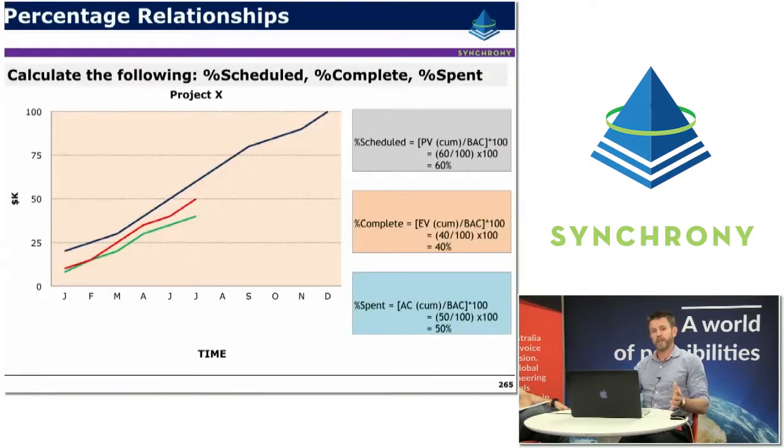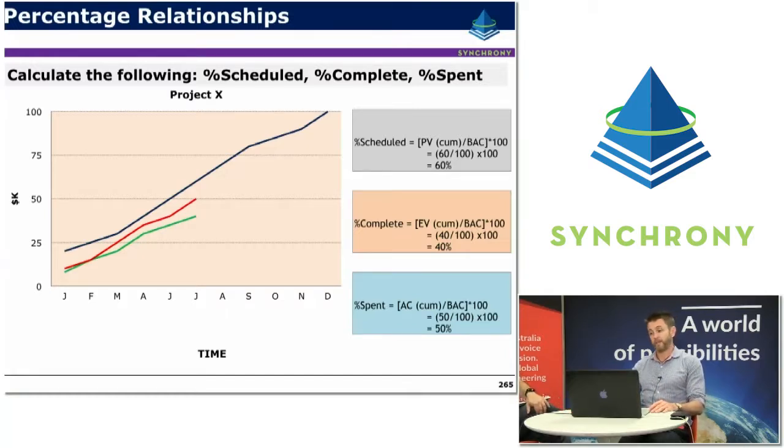Okay, looking at these percentage relationships for the same earned value data, and this time expressing the overall progress as a percent scheduled, a percent complete, and a percent spent as another way to represent the progress on the project. So the percent scheduled is basically the planned value to date divided by the overall budget times 100. So in this case we have the overall planned value of 60 divided by the overall budget of 100, giving us 60%. So we had planned to complete 60% of the project.